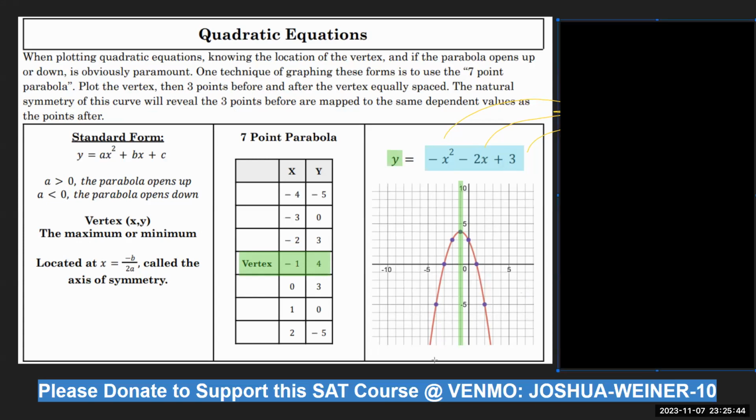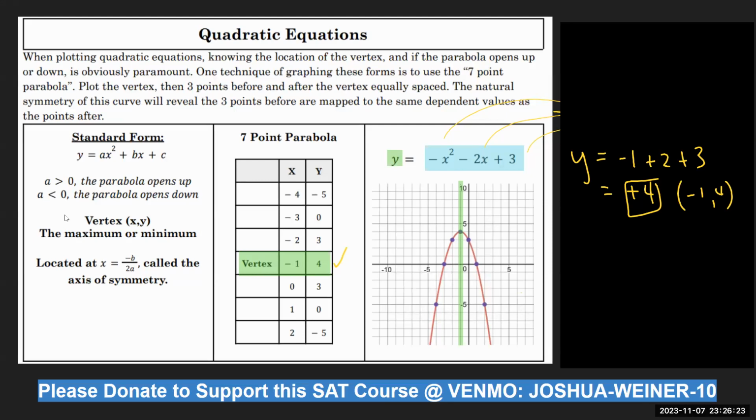Now we can plug in, because we know the vertex is at x = -1. Y equals, okay, -1 squared is 1, but we're making it negative, so -1. -2 times -1 is +2, plus 3. So we get -1 plus 5, or 4. That means the point (-1, 4) is on the parabola. There it is. That's the vertex.